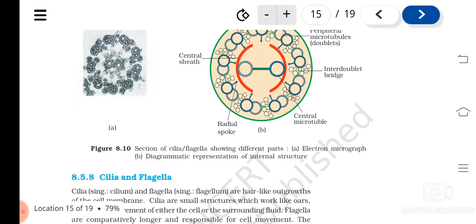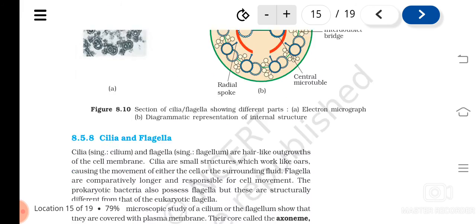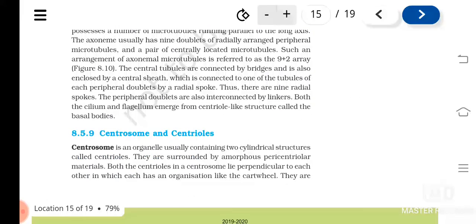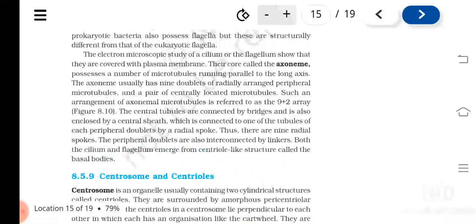You can see here, isn't it? In each of these, 2 microtubules are there. Likewise, 9 groups are there, and they are what? Radially arranged. Peripherally they are arranged. Okay, and then also in the center there is a pair of what? Microtubules, and that arrangement is known as what?